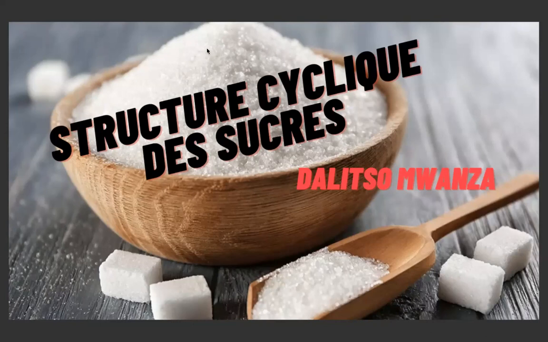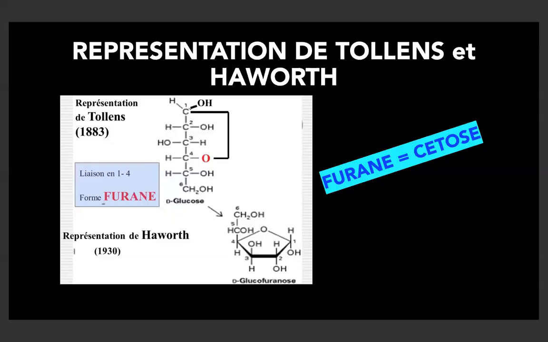Okay, so today's chapter is on the structure cyclique des sucres. Before we start looking at these structures, there are two types of representations: the Tollens representation and the Haworth representation. The Tollens representation is something like Fisher's projection.